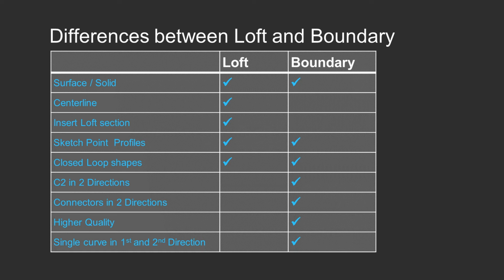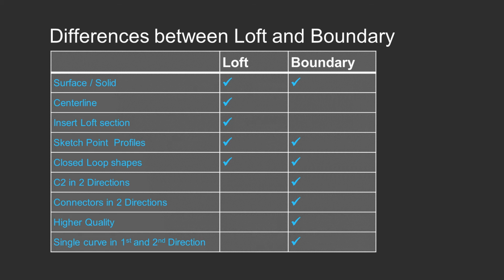But as you move down the list, you see that Loft starts to become deficient in some important areas, and that would be having equal curvature on all four boundaries of the loft section. It also cannot create connectors in both directions. Connectors are really important with the flow, or what you want to determine to be the flow of your boundary. We'll talk more about that in a future episode when I'll dedicate the entire episode to boundary. And then boundary is higher quality than loft.